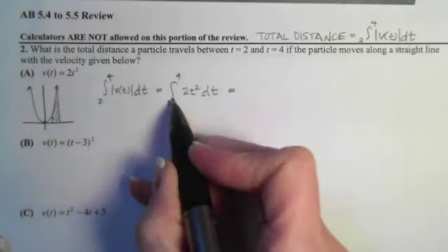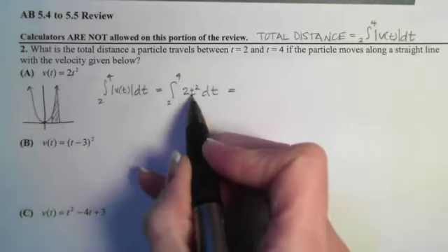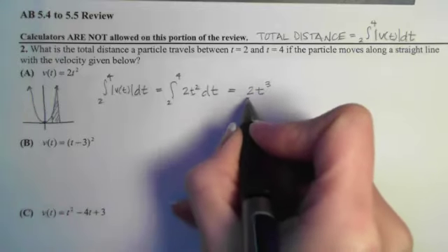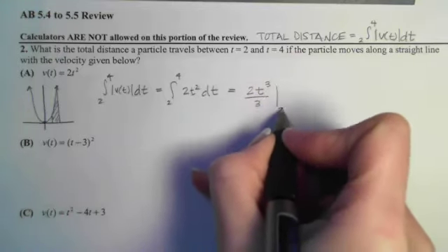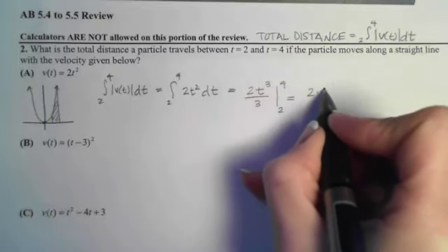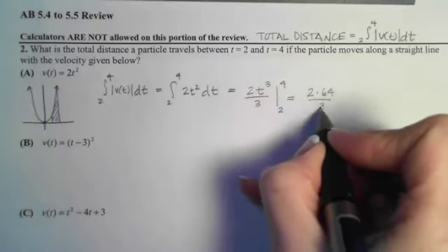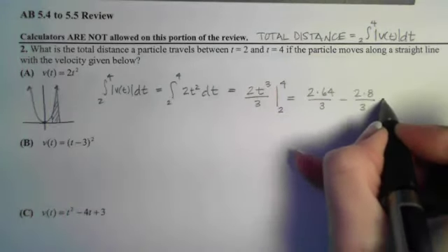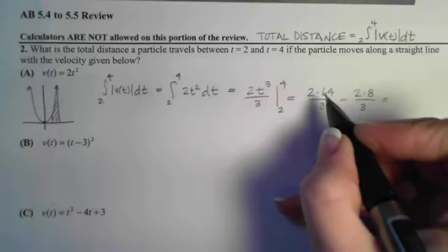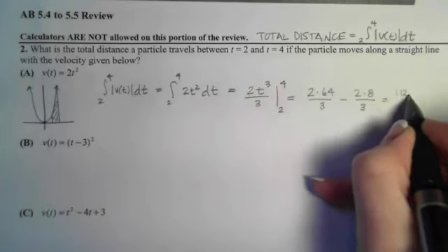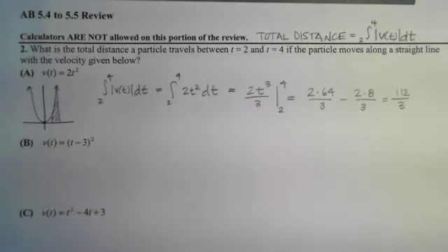So I will ask, what did I take the derivative of with respect to time that gave me 2t squared? I'd move through the constant, hit the power, add 1, and divide by the new power, and then I evaluate from 2 to 4. Plug in the 4 first, plug in the 2 next, subtract them. I have 2 times 64, that's 128, minus 16, I end up with 112 over 3.